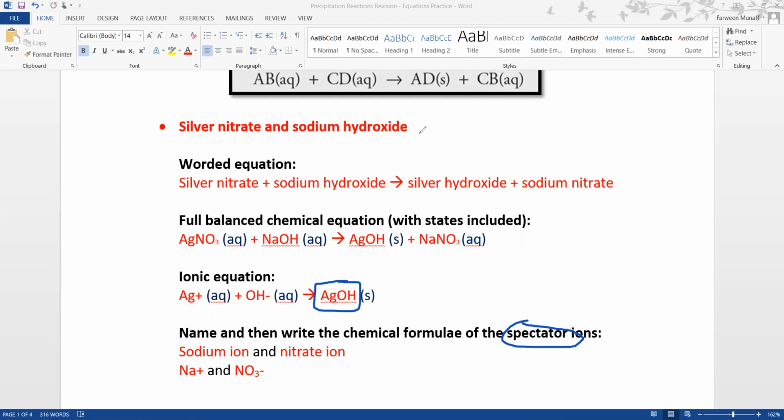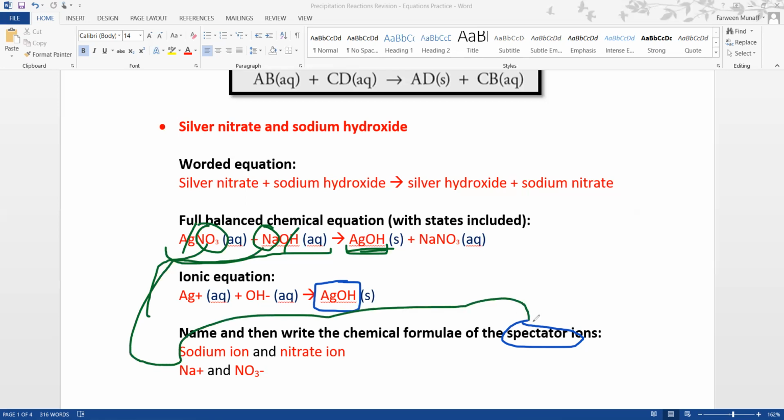The easiest way to figure out what your spectator ions are is to go back to your question, go back to your chemical equation that you've written down, and go to the reactant side. All you're going to do is cross out the elements that were a part of the precipitate. In our case, our precipitate is silver hydroxide. So we're crossing out the silver, because that's already been used to form the precipitate. We're crossing out the hydroxide because that's already been used in the hydroxide part of the precipitate. And so all we've got now are sodium and nitrate. So automatically those two, 1, 2, become our spectator ions.